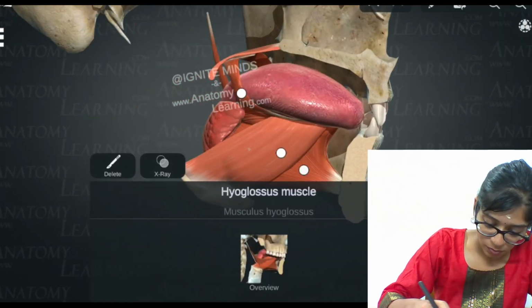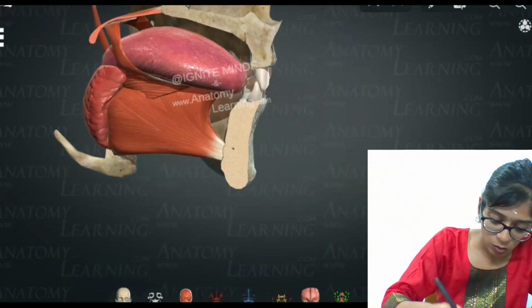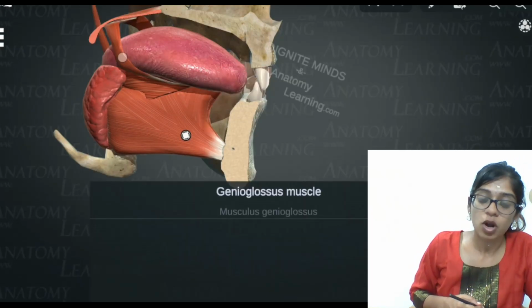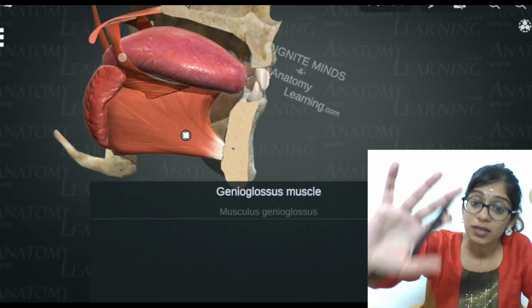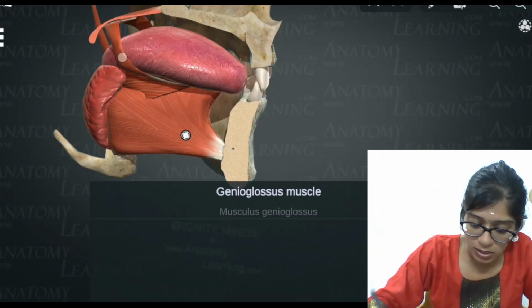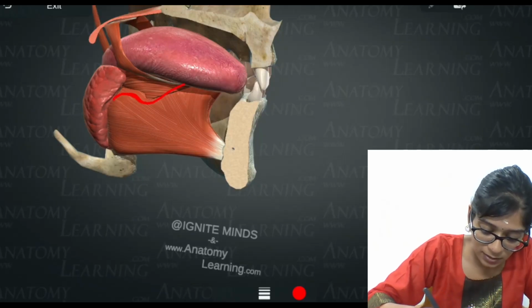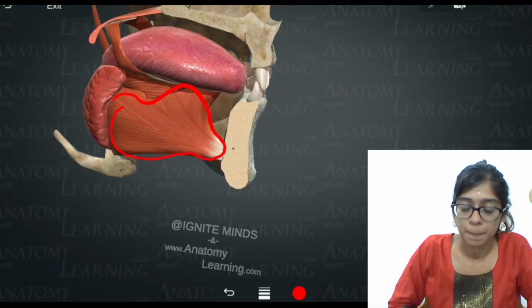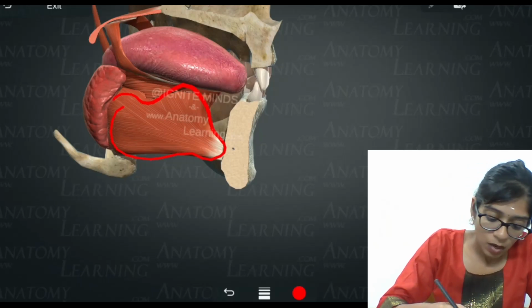Now I'll remove hyoglossus. Now can you see this muscle? This broad muscle, yes, that is important. Remember this, this is genioglossus muscle. This muscle, all of you can appreciate, right? This is genioglossus muscle.